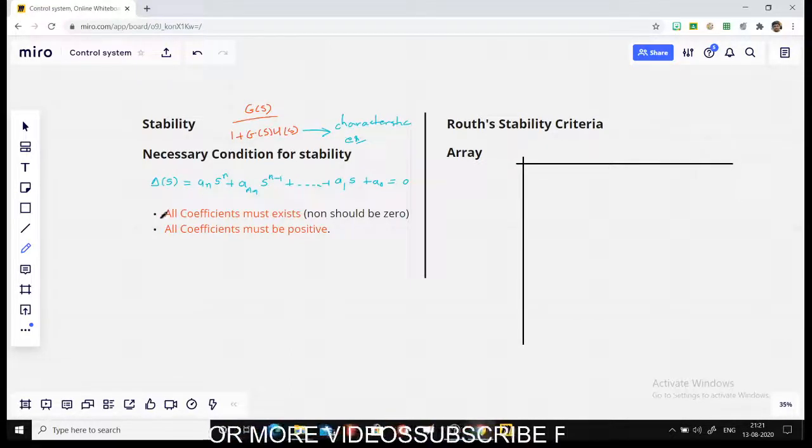Then we have to follow two necessary conditions for stability: all coefficients of the characteristic equation must exist. So there should not be any zero in our coefficients, and all coefficients must be positive also. These are very important conditions, but these are necessary but not sufficient conditions.